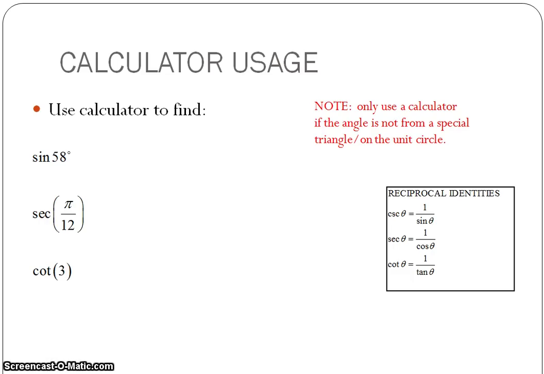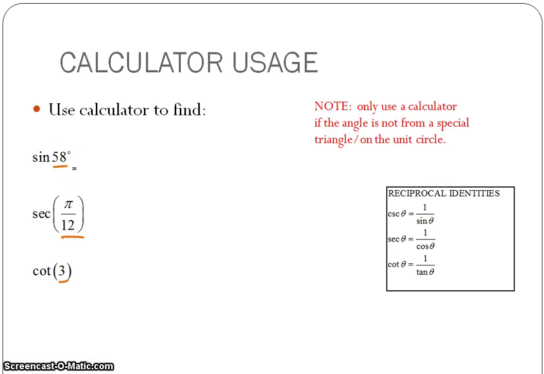Okay, so now what we're going to do is move over to the calculator. Some things that I need to mention. One, we're only using our calculator if the given angle is not on the unit circle. So 58 degrees, pi over 12, and 3 are not on the unit circle. The unit circle angles are pi over 4, pi over 3, pi over 6, pi over 2, not the pi over 12 angles. And in degrees, it would be multiples of 30 and 45, so not 58 degrees.